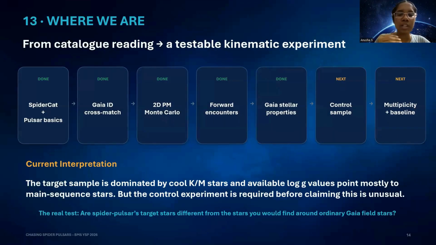Ultimately, the goal is to determine whether spider pulsar target stars are genuinely different from the stars we would expect to encounter around ordinary Gaia field stars. So the control sample and multiplicity analysis will allow us to test that question properly. And with that, I'll conclude.